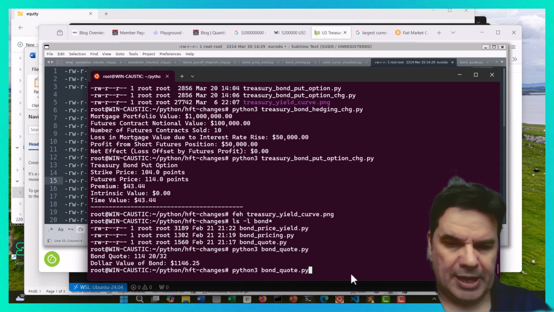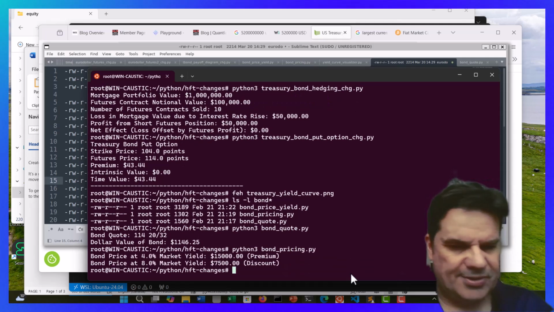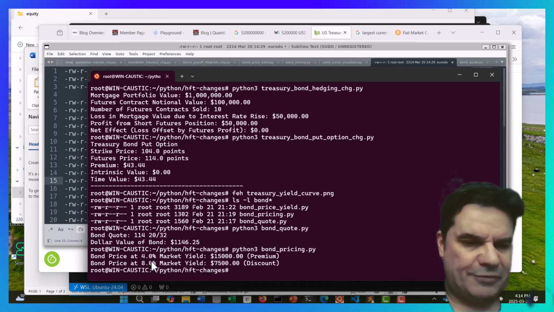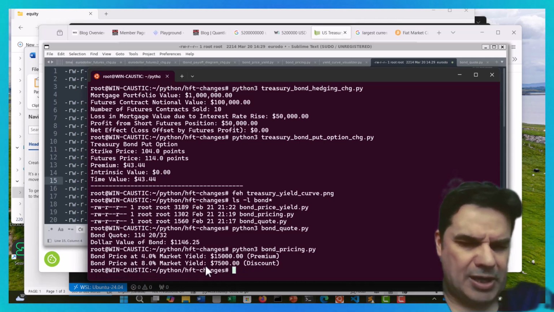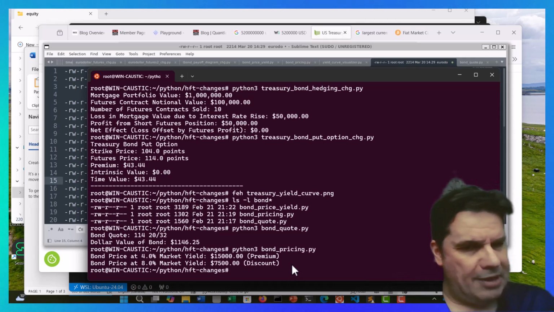So let's take a look at the pricing. And again, I don't think I'll use these kinds of things because this is institutional level, big money. So if you have a bond price at 4%, market yield at 15,000, which is the premium, bond price at 8%, market yield at 7,500 at the discount. So there's a lot of math behind that.